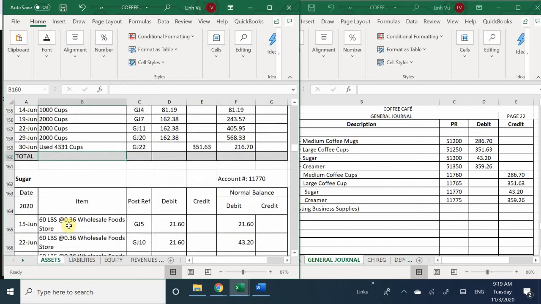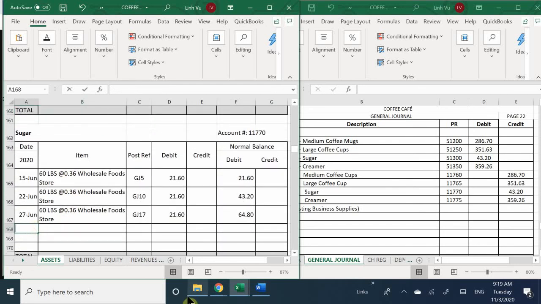Okay. And sugar. Used 120 pounds. GJ 22. Credit 43.20. Should bring the total to 2160. You say 43.40? 43.20. 21.60. Good.